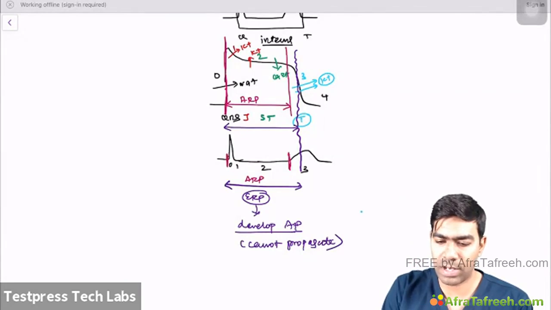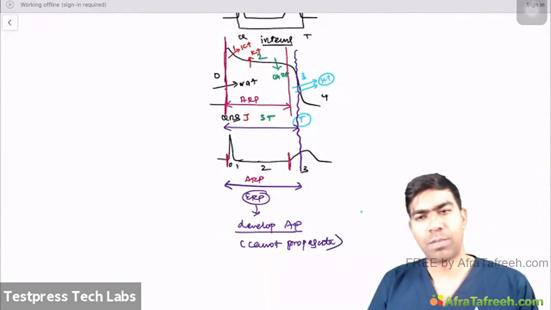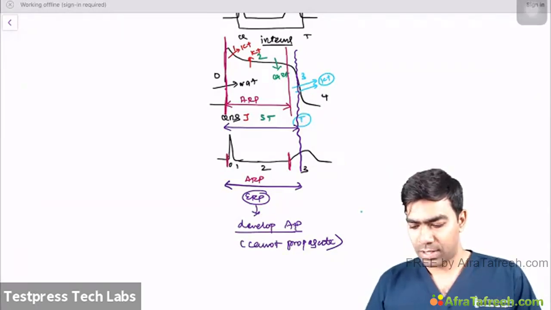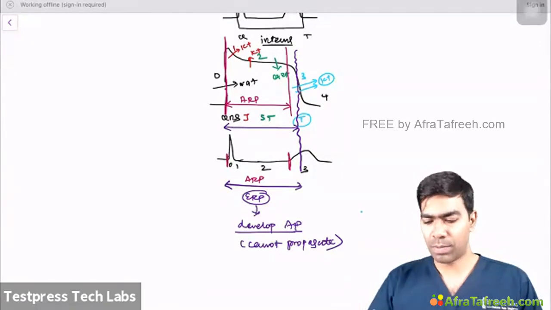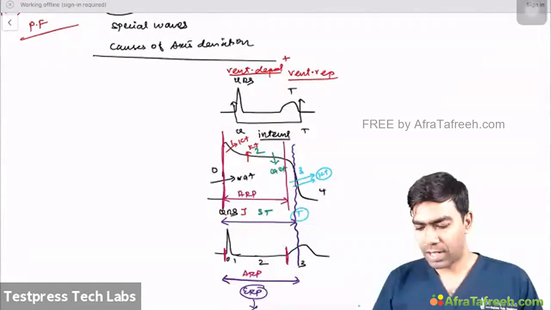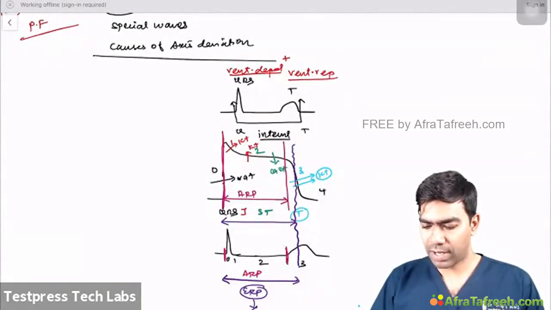In the absolute refractory period, they cannot produce or propagate anything. Nothing will work. But in the effective refractory period, they can generate an action potential, but they will not be able to propagate. There will be only localized action potential formation. That is the effective refractory period. And then we have the relative refractory period.